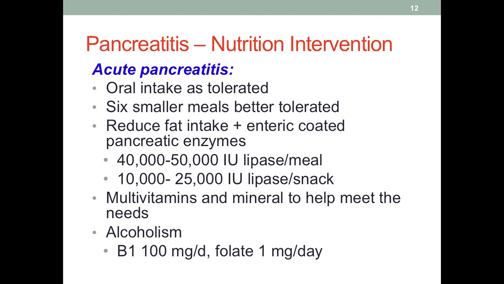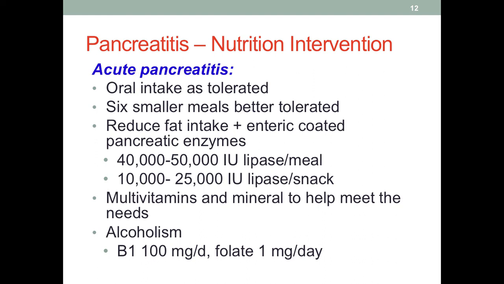Acute pancreatitis is a more severe condition. Again, it could be life-threatening. We want to give patients PO intake as tolerated and also break it into smaller meals. Studies indicate that if we break the daily intake into 6 smaller meals, the patients will have better tolerance. Again, we also want to reduce fat intake and supply enzyme supplements.